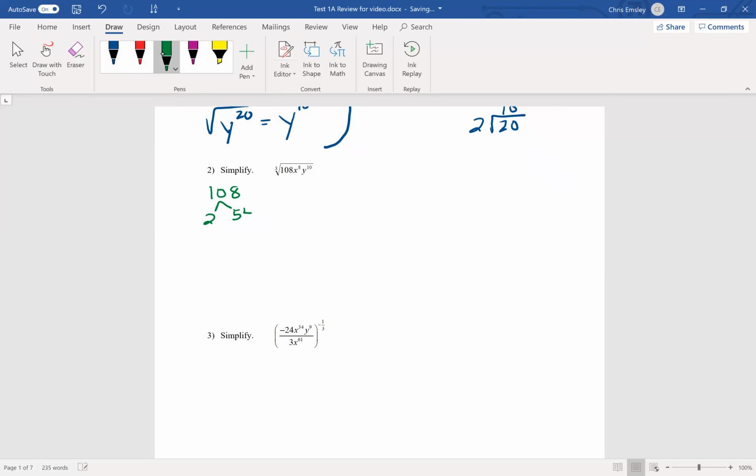And these all come out nice and even. 27 times 1/3 means we have x to the 9th on top. Negative 8 to the 1/3, that's the same thing as saying the cube root of negative 8, which is negative 2. And then y to the 9th to the 1/3, 9 times 1/3 is y cubed. So there is our final answer for number 3.